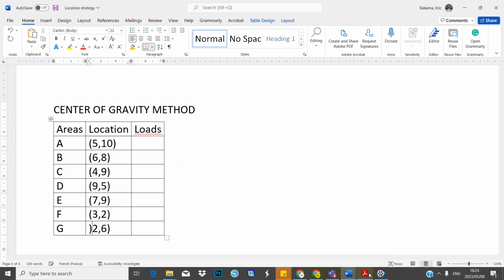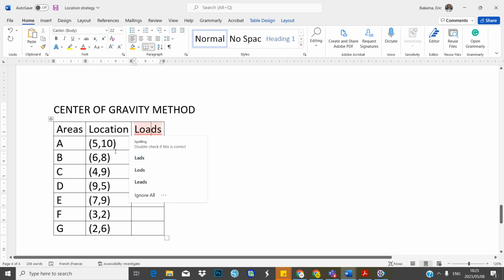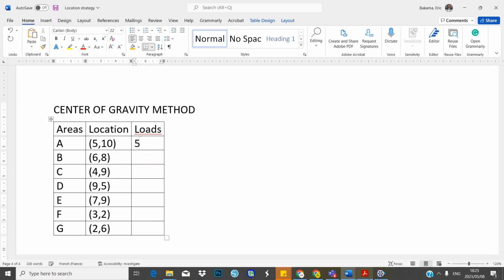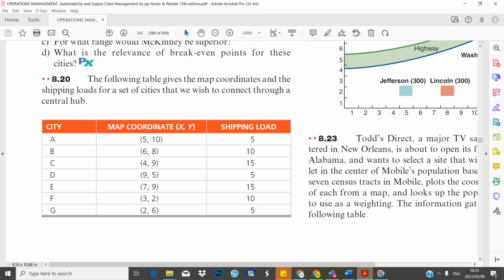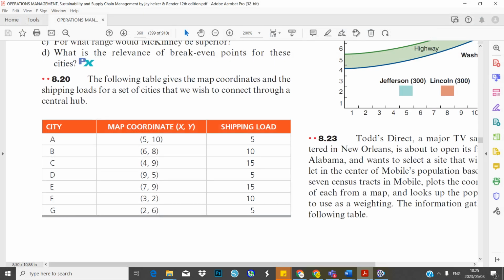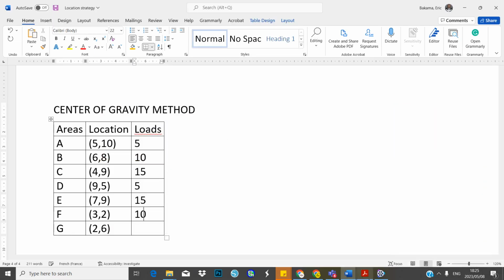Now we need to look at the load here. Just like I said, the load is the number of units that are moving from one place to another, or that are actually coming in that particular area where we have a distribution center. So we have 5, we have 10, we have 15, we have 5, we have another 15, I think. So we have 15, 5, 15, then we have 10, and then we have 5.